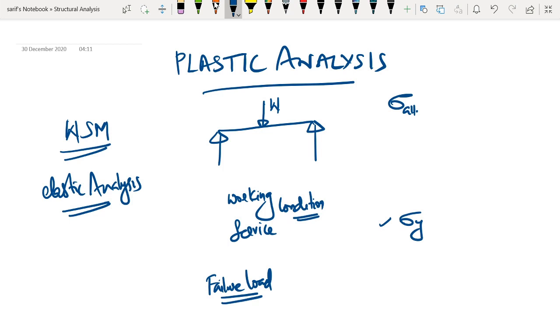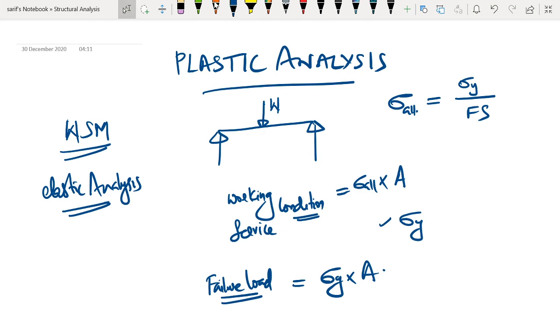And how do we calculate this working stress as well as the failure stress? The allowable stress or the working stress is assumed as the yield stress divided by a factor of safety. As you know, if the cross-sectional area is A, you can calculate the working load as the allowable stress multiplied by the cross-sectional area, and you can calculate the failure load or the ultimate load as sigma y multiplied by A. So this is how you calculate in the working stress method.